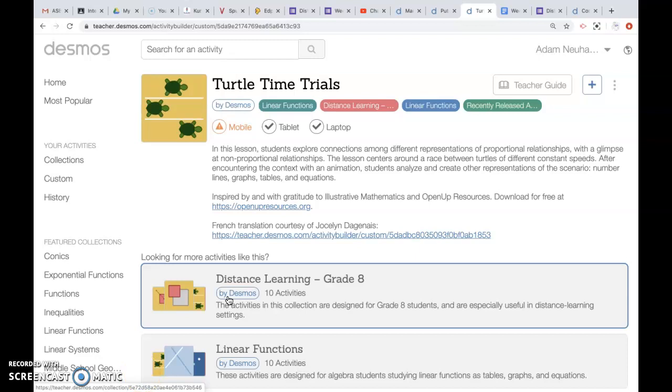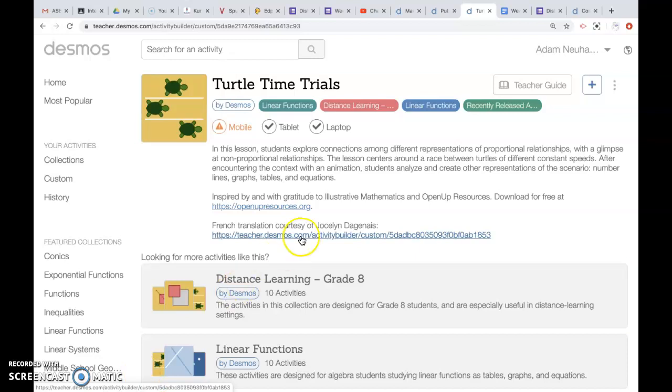Okay, welcome to the Turtle Time Trials tutorial video. Just kind of go over what this tutorial is going to be about, or this Desmos activity is going to be about. So in this lesson, students explore connections among different representations of proportional relationships with a glimpse at non-proportional relationships. Basically, we're just talking about slope right now.